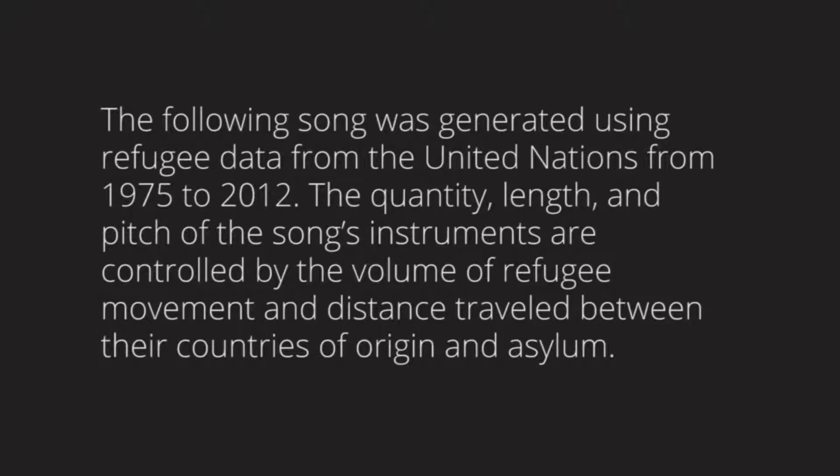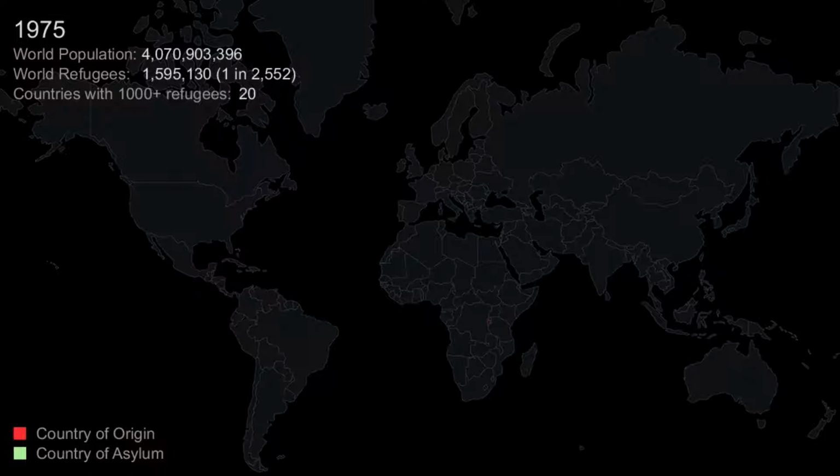So this uses data from the United Nations of refugee movement over time. This data set gives you, every single year, a list of countries and the number of people that went from one country to another because of war or political unrest or something. It starts in the 70s and goes through to 2012. I actually want to update this song with newer data, because obviously there's been a lot more movement since then as well.